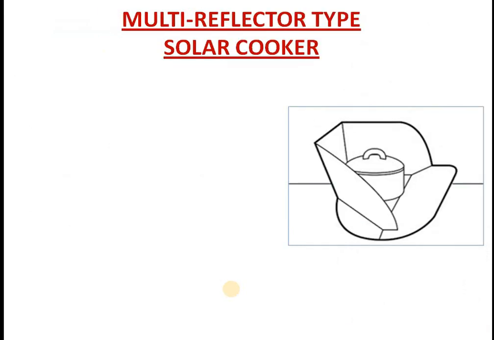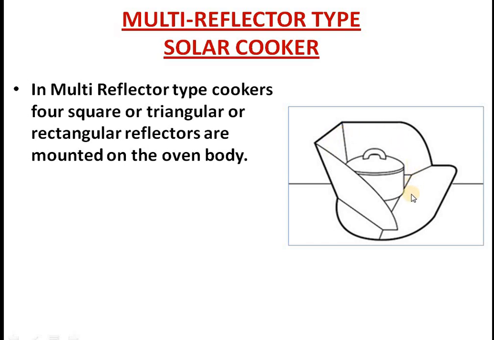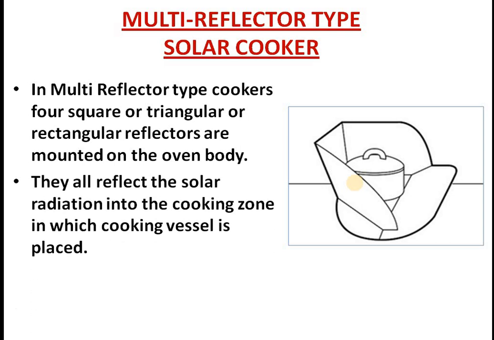The second type is the multi-reflector type of solar cooker. As the name indicates, there are reflectors. These are all reflectors of different shapes; they can be square, triangular or rectangular reflecting plates. They are kept at an angle such that solar radiation strikes the sheet and gets focused onto the cooker. That way light is collected together at a single point, so cooking happens very fast. That is the advantage.